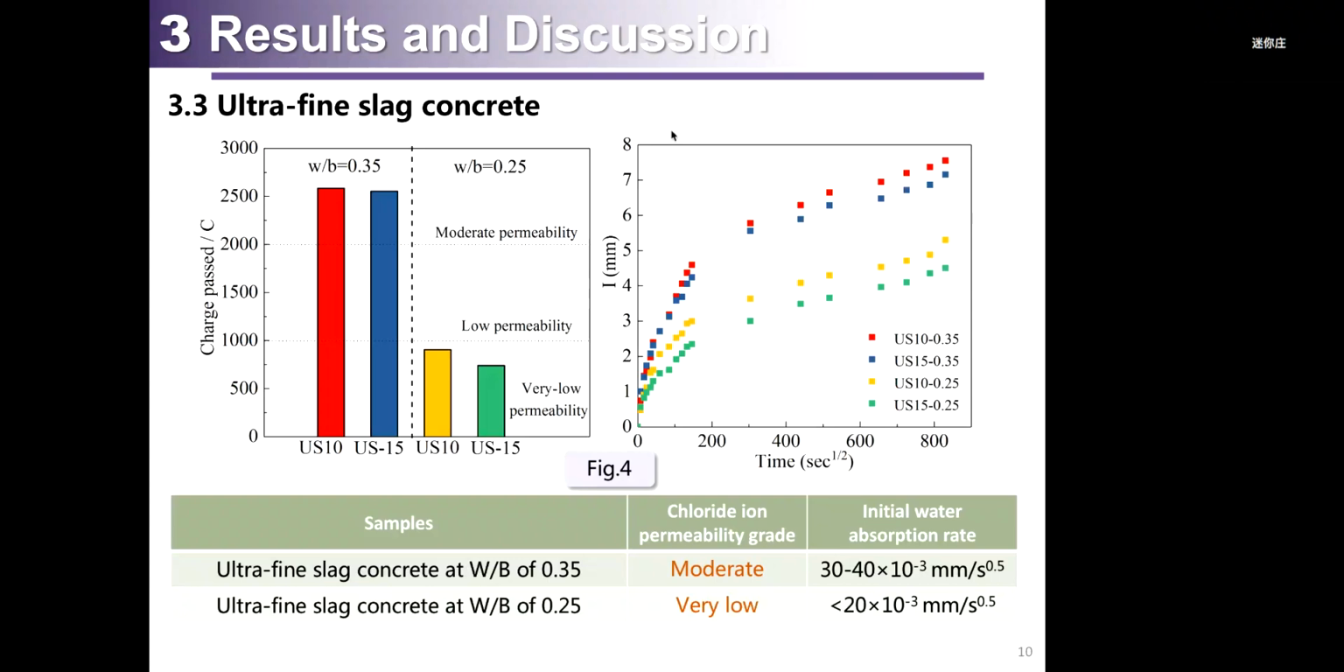The initial water absorption rates of plain cement concrete and ultrafine slag concrete at a water-to-binder ratio of 0.25 are all close to each other, or less than 20 times 10 to the minus 3 millimeter per square root of the second, which corresponds to the very low chloride ion penetration grade.